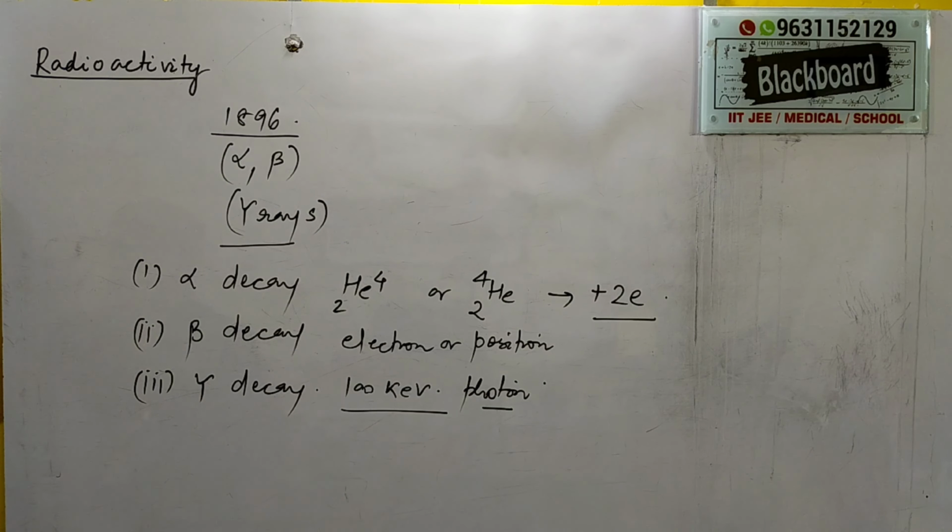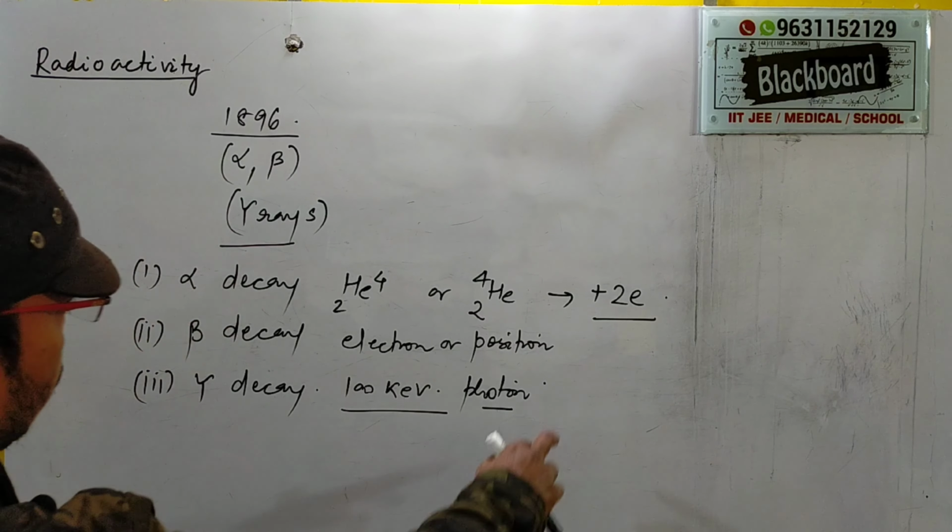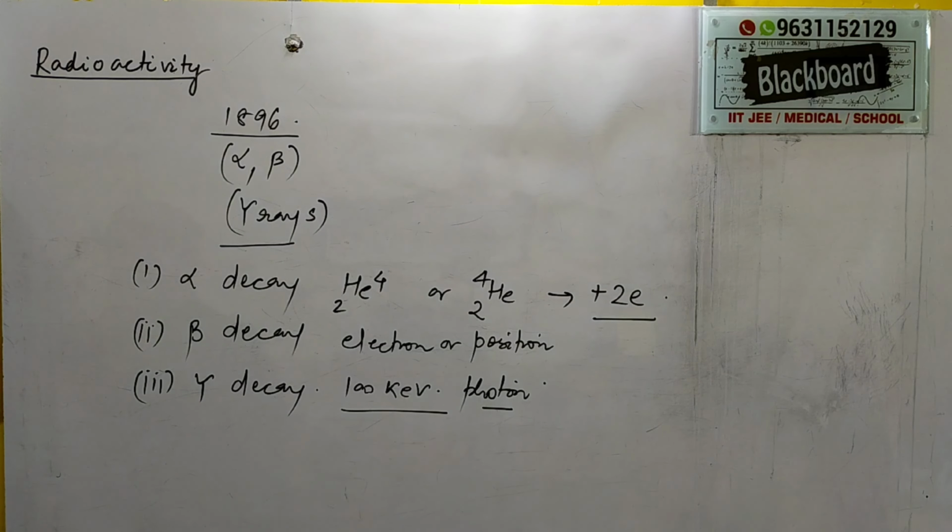In alpha decay, your helium nucleus, that means He-4-2 with 2 electronic charge, is emitted. In beta decay, an electron or positron with the same mass as the electron is emitted. In gamma decay, this is the emission of photons with high energy, and that energy is approx 100 kilo electron volt.